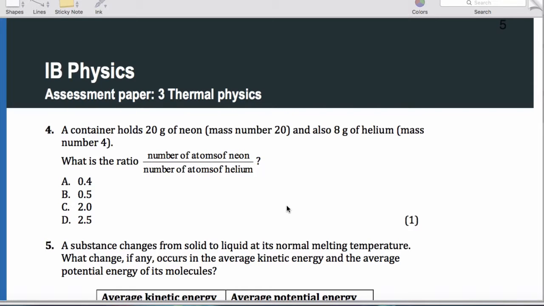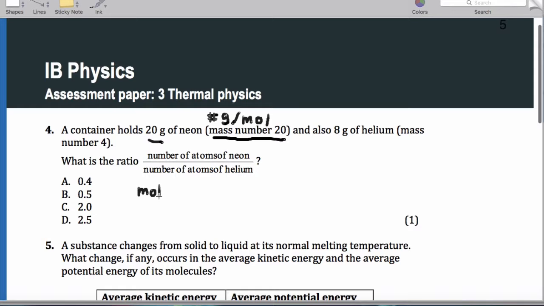All right, question number 4. We've got a container. It's got 20 grams of neon and 8 grams of helium. One thing we need to really review: when they talk about the mass number, that means the number of grams in a mole. So let's be really careful. So I've got 20 grams of neon and there's 20 grams in a mole. So to get the number of moles of neon, that's going to be 20 divided by the 20, and that's 1 mole.